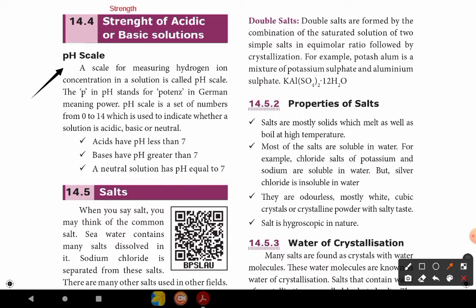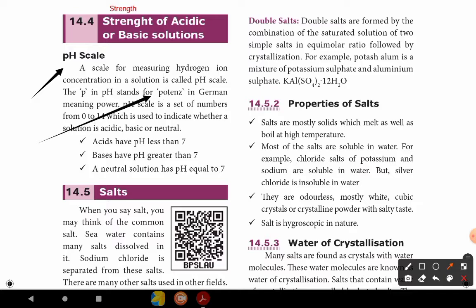What is the pH scale? This is a scale, like how you have a ruler, a scale to measure something. Same way here, this is a scale in chemistry to measure what? What are we measuring? We are going to measure it with this pH scale. So let's see. A scale for measuring hydrogen ion. See, I am starting here. pH scale: a scale for measuring hydrogen ion concentration in a solution is called the pH scale.